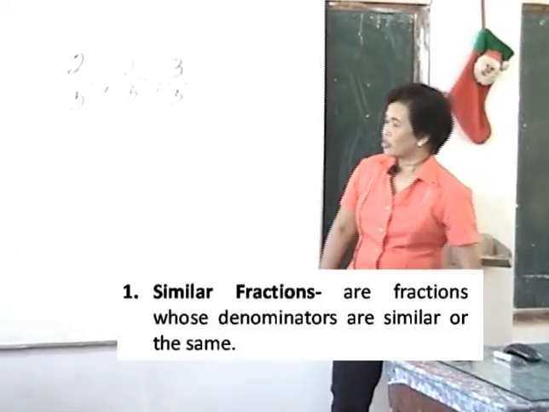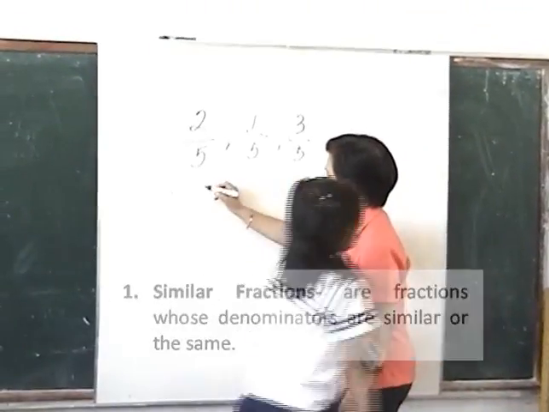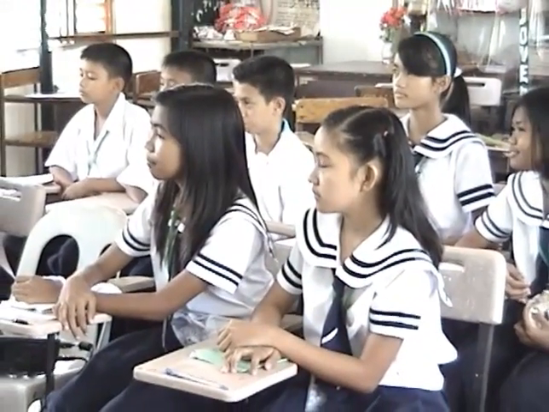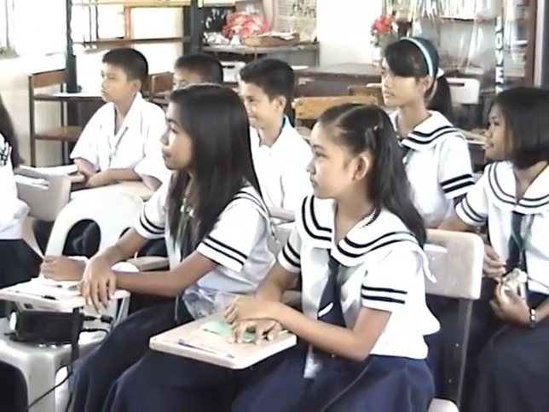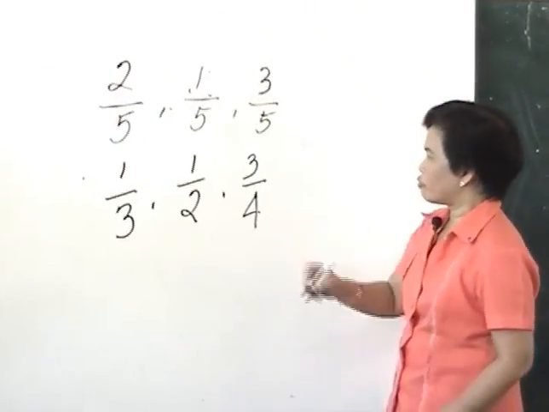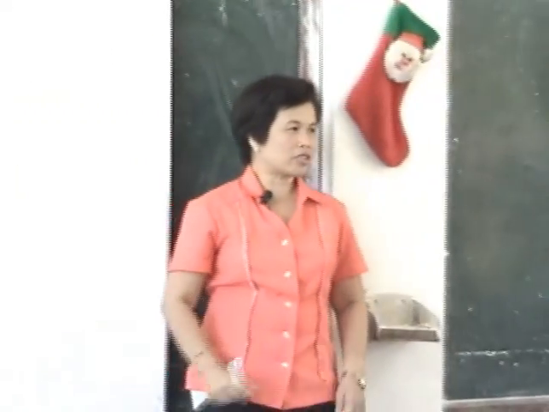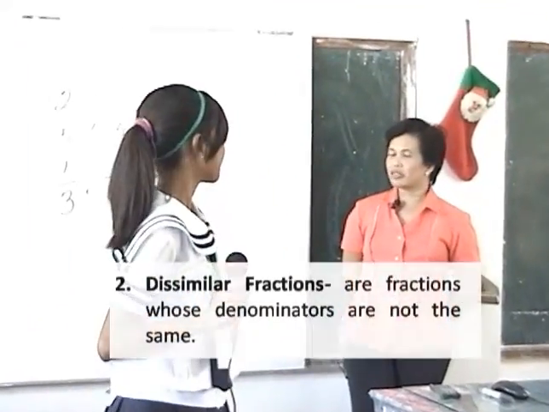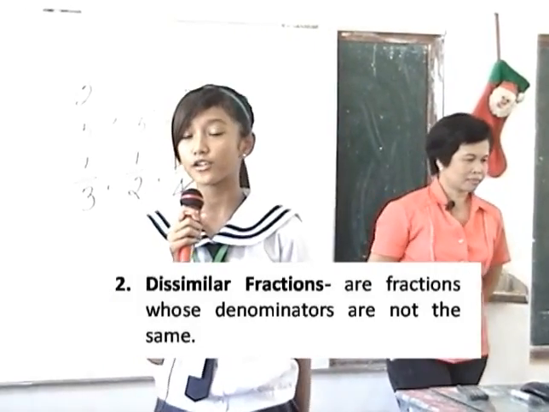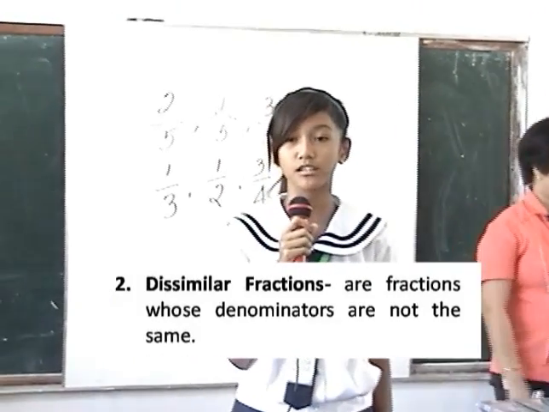Good. So let's have another example. 1/3, 1/2, and 3/4. What can you say about these fractions, Rika? They are dissimilar fractions. And what are dissimilar fractions? Dissimilar fractions are fractions whose denominators are not the same.